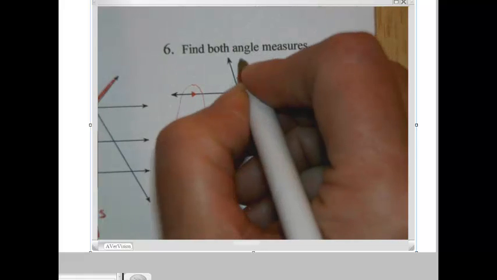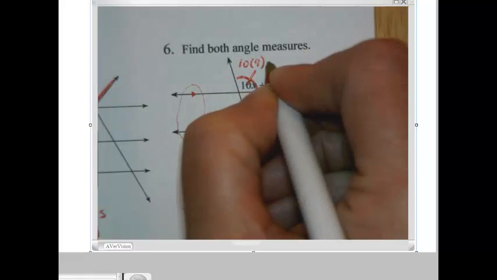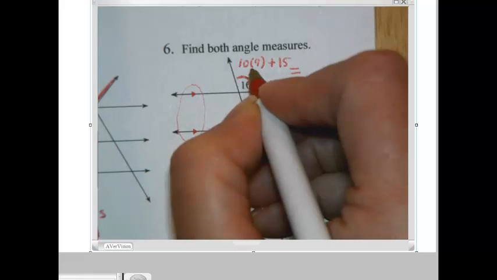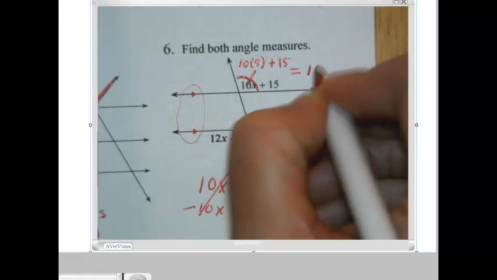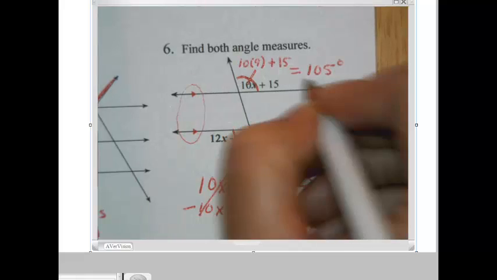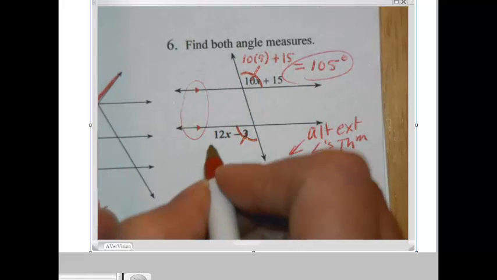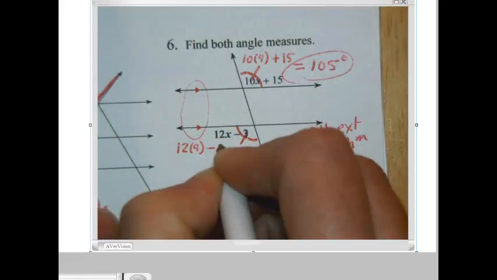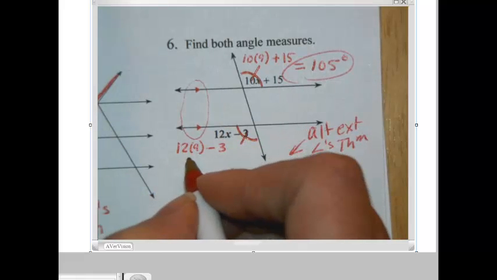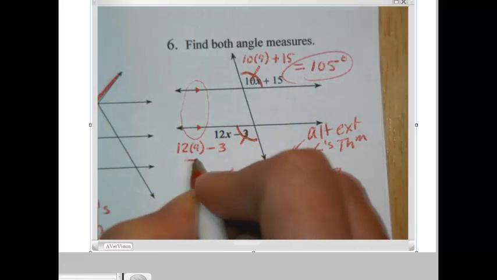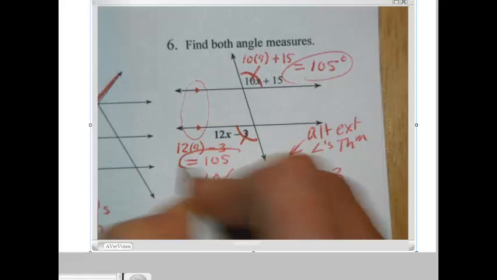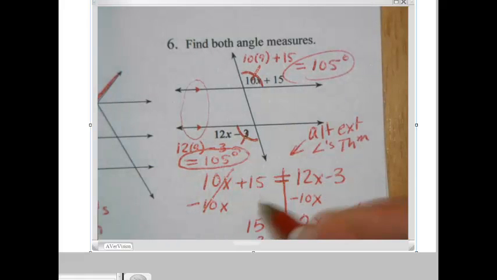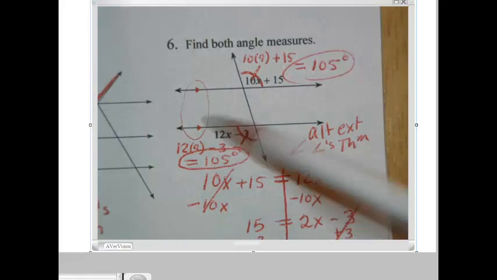If I take 10 times 9, according to my little expression here, and then I add 15, what do we get? 10 times 9 is 90. 90 plus 15 brings it up to 105. That's 105 degrees. Now when I do it on this one, I take my 12 times 9, take away the 3, 12 times 9, that's 108. 108 minus 3 is 105. And I would not have expected anything else. I expect this to match this. They're both 105 since they're alternate exterior angles on the parallel lines.